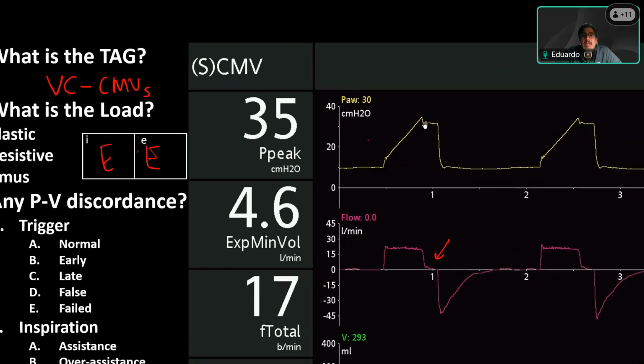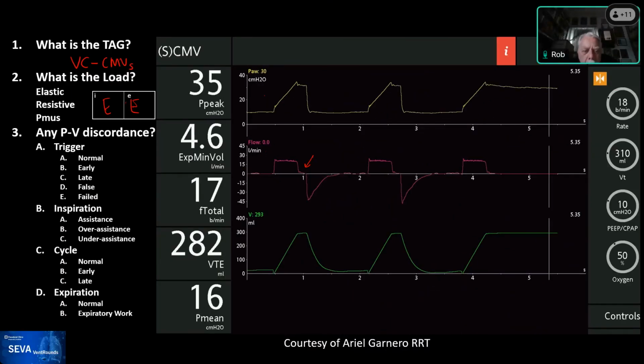Rob, comments? Yeah, I'm just thinking about why the flow waveform was distorted before, but it's not now. In other words, why did the high resistance of the bronchoscope cause a distortion in the flow waveform?